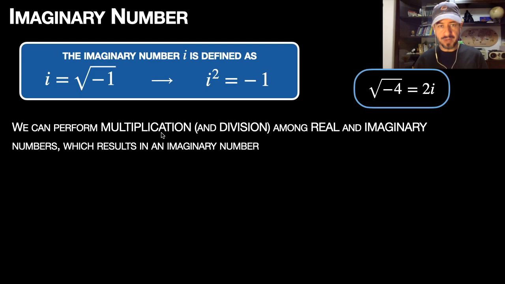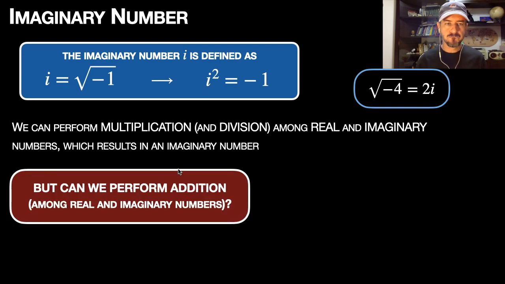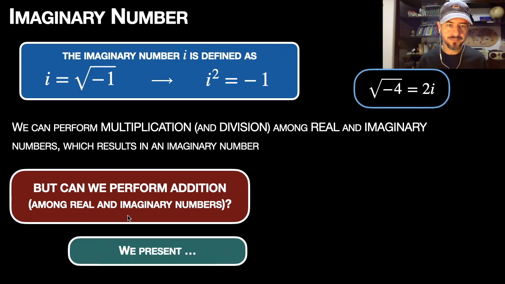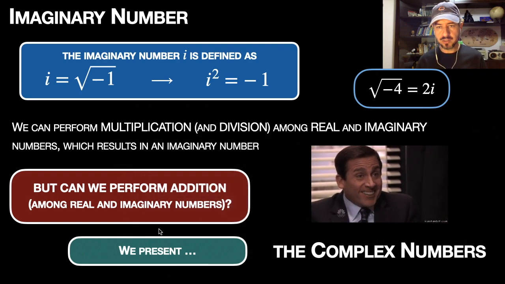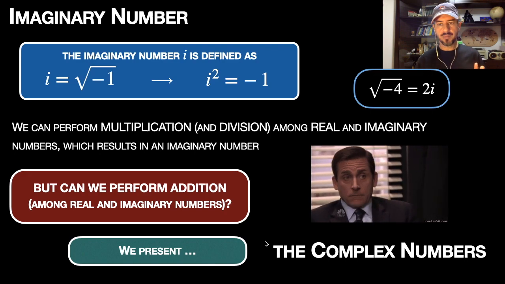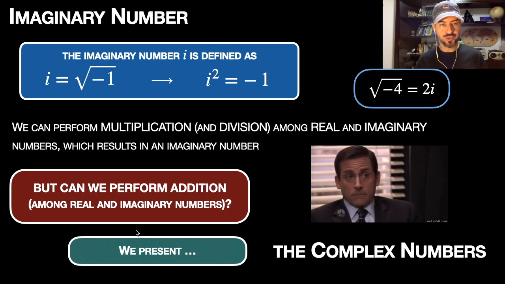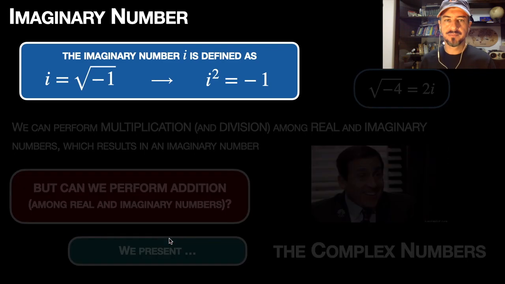We can perform multiplication and division among real and imaginary numbers. Okay, we can do that. We saw a couple of examples, which result in an imaginary number. But can we perform addition among real and imaginary numbers? Can we add a real number to an imaginary number? Well, we can, but we are going to present complex numbers. Complex numbers are a combination of real and imaginary number. Let's talk about this now.